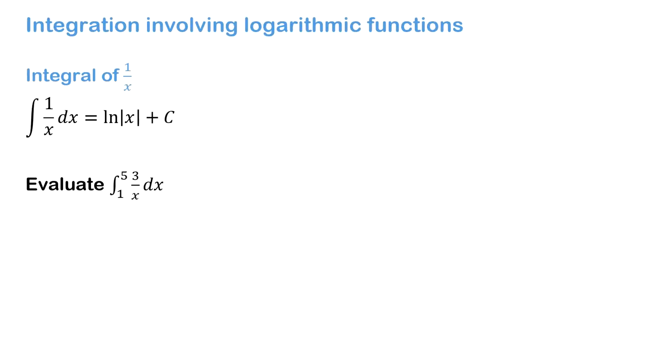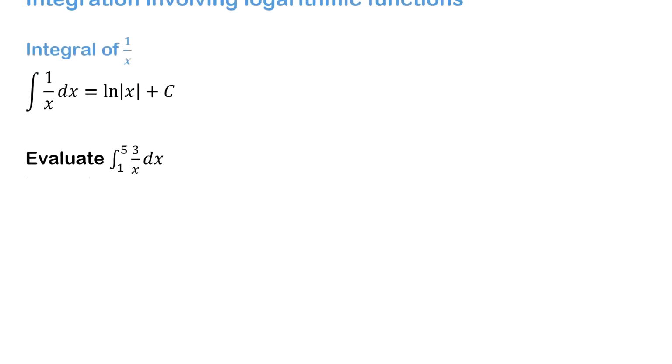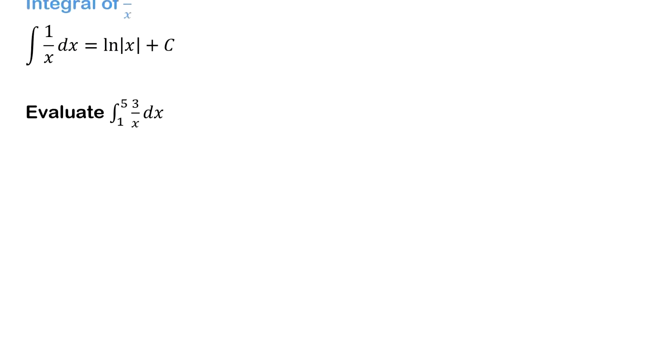In this video, we're covering integration involving logarithmic functions. On your screen, you can see our first rule: the integral of 1 over x dx equals the natural log, or ln, of the absolute value of x plus c. The absolute value of x just means that if we have a negative, it has to come out as a positive.